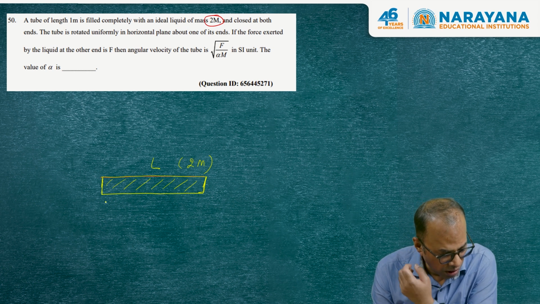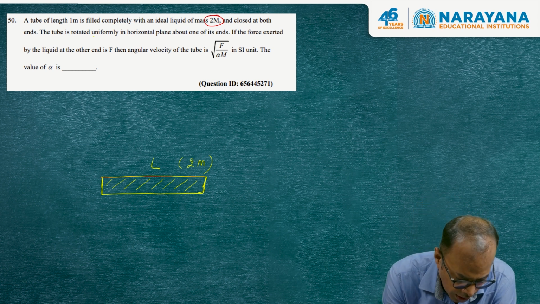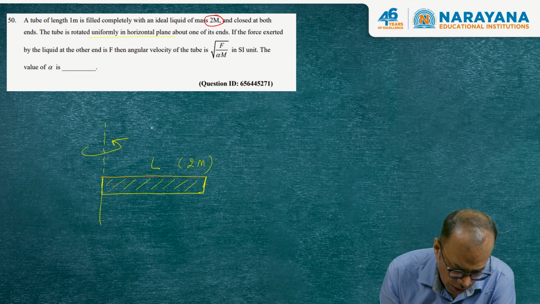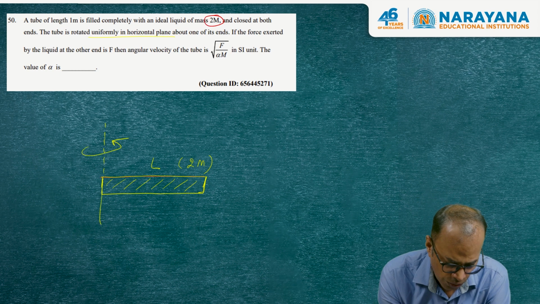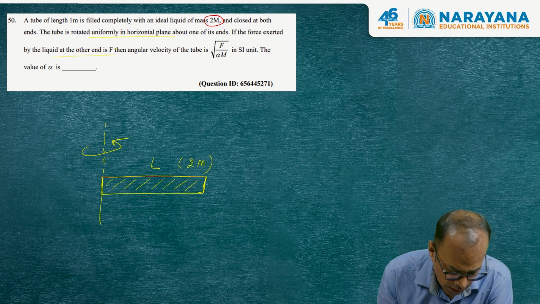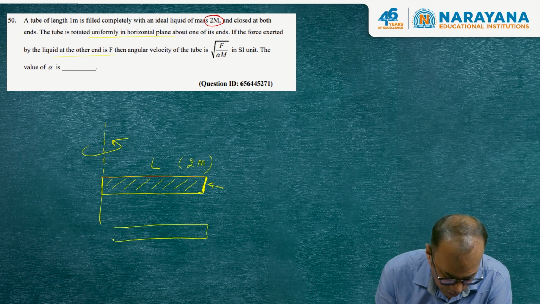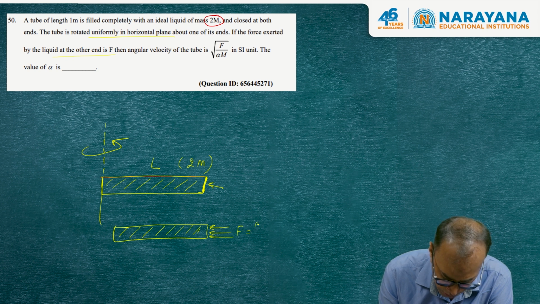Now the tube is rotated in a horizontal plane about an axis. So it is spinning like this. So gravity has no role to play. We want the force exerted by the liquid at the other end. When I spin it like this, the liquid will try to push out and it will press at this end. So if I draw the free body diagram of the liquid, I will see a pressing force on the liquid, which is what we want to find out.